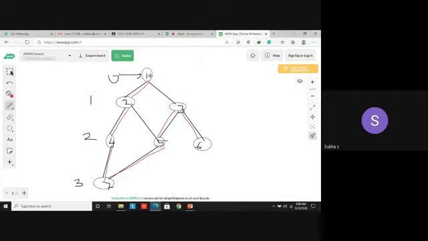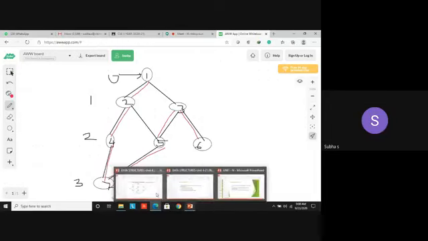The order of the BFS, breadth first traversal, is 1, 2, 3, 4, 5, 6, 7 because you are moving level by level. But what is the order here in DFS? 1, 2, 4, 7, 5, 3, 6. This difference you have to understand. Okay, got it?